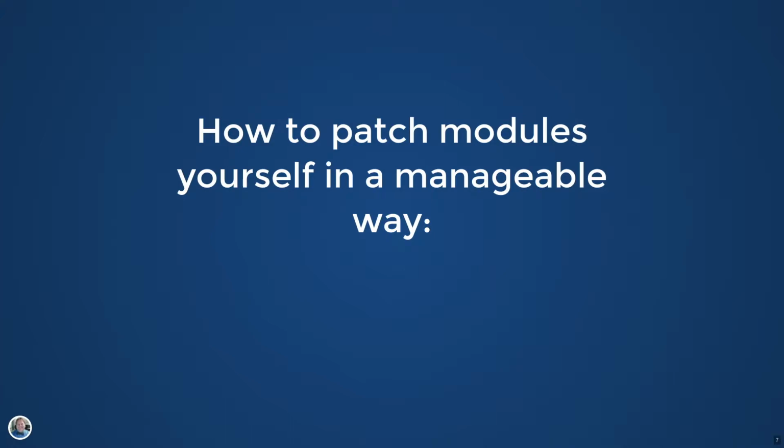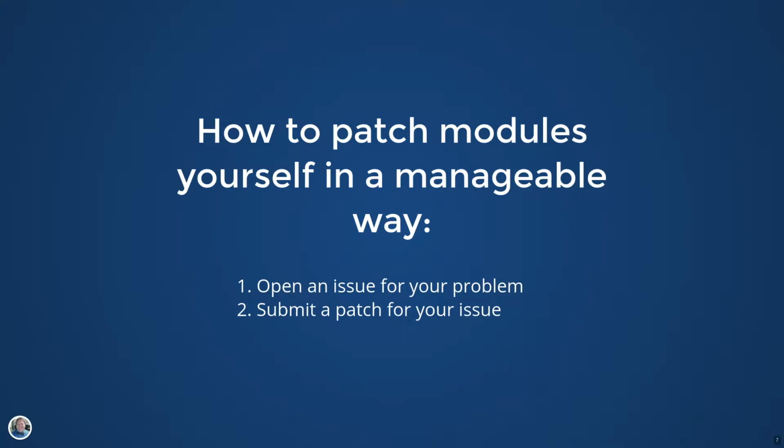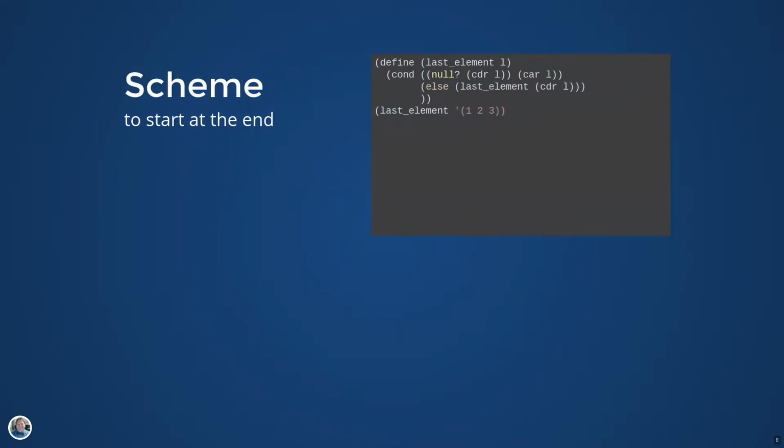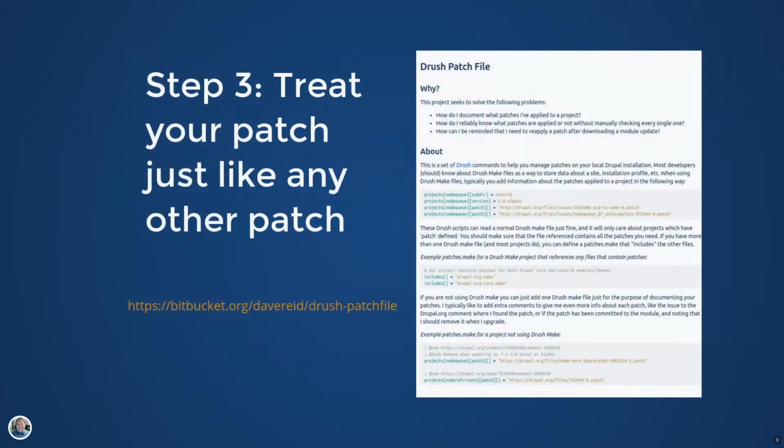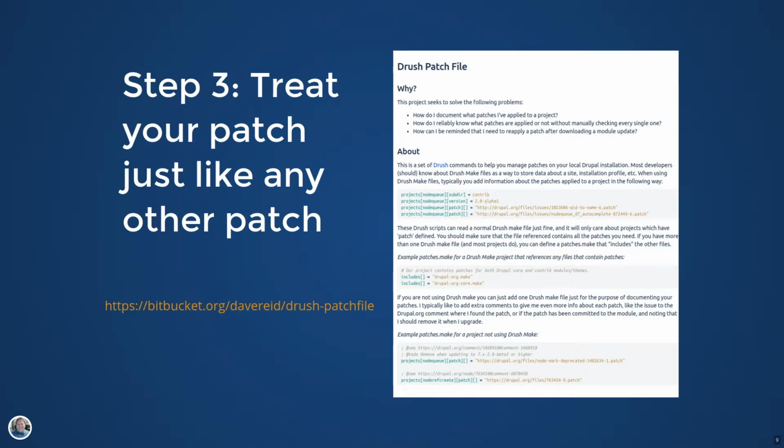We may as well do it in the most Drupalish way, which is step 1, open a new issue for your problem. Step 2, create and submit the patch. And then step 3, install it like you would install any other patch, because it is just like any other patch if you do it the way we're going to talk about. I'm going to kind of take this a little bit backwards, and I have a scheme to start with the last item first and take you directly to step 3.